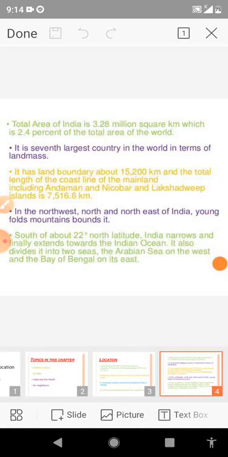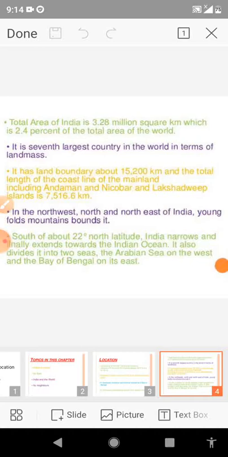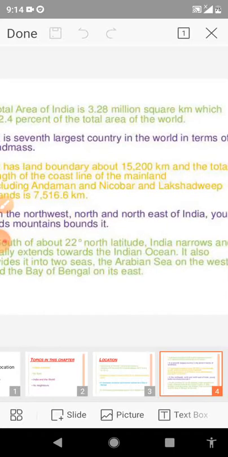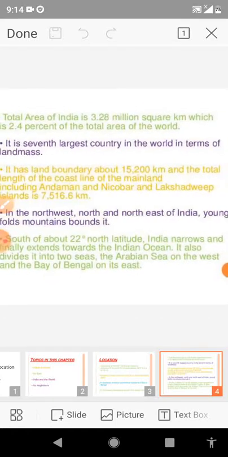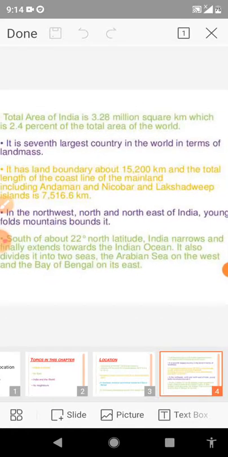And with regard to the land frontier of our country, that is about 15,200 kilometer. And in the north and northeast of India, we get young fold mountains, and these young fold mountains are known as the Himalayas.